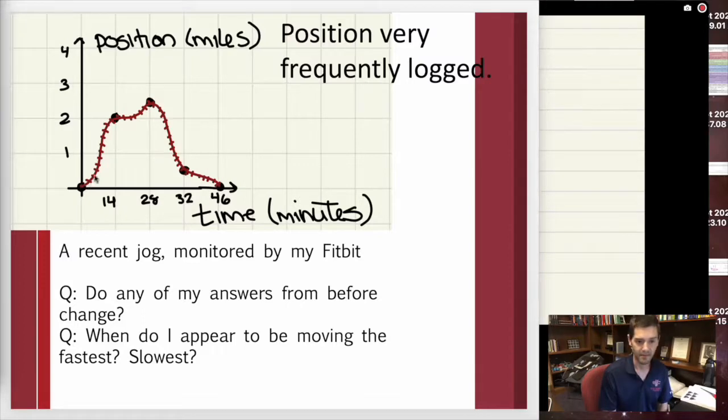It looks like I jog really fast at the beginning. My displacement is large. I'm getting far away from the origin very quickly. But then I am out of breath and I start to slow down a little bit. I'm not covering quite as much distance in the same amount of time, over this period of time compared to what I did the first 10 minutes or so.